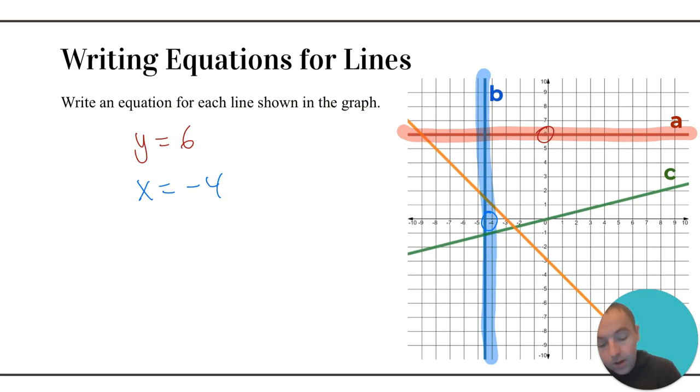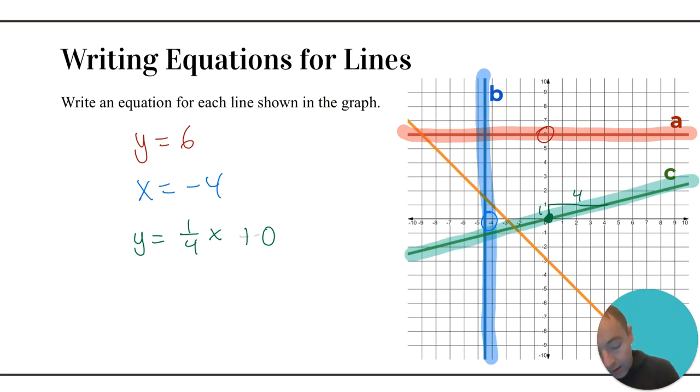So for this line that you're seeing right here, for line C, you can see that its y-intercept is actually at 0. But then if you look at the slope, it seems to be going up 1 and over 4. So the equation would be that y is equal to 1/4 times x and then plus 0. But of course, plus 0 isn't really going to do anything, so you don't need to write it. So it ends up being just y equals 1/4 times x.